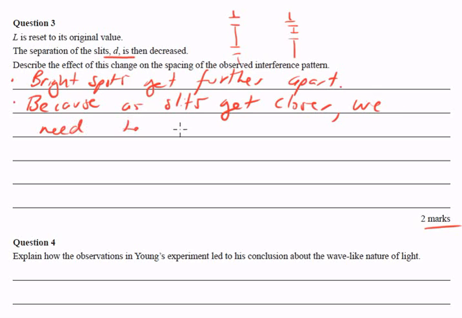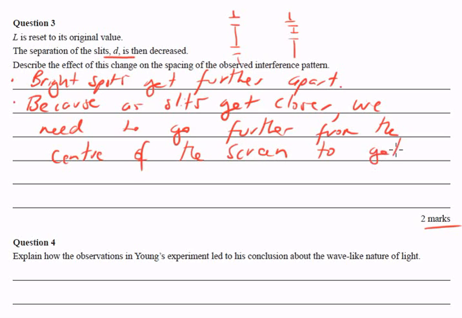we need to go further from the center of the screen, where we're looking at the bright spots and the dark spots, to get path differences, PD, of full wavelength.